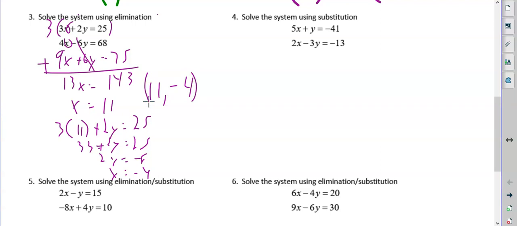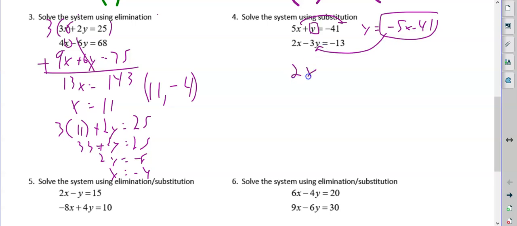Use substitution. Well, in this case, we want to solve for x or y. I have a y already by itself, so that's less work. I could solve for any of the other variables, but I would have maybe some fractions or more work to do. This one, I just have to move this over and say y is equal to negative 5x minus 41. Then I'm going to take this and plop it in right here for y. Be careful that this is a negative 3 and put parentheses.